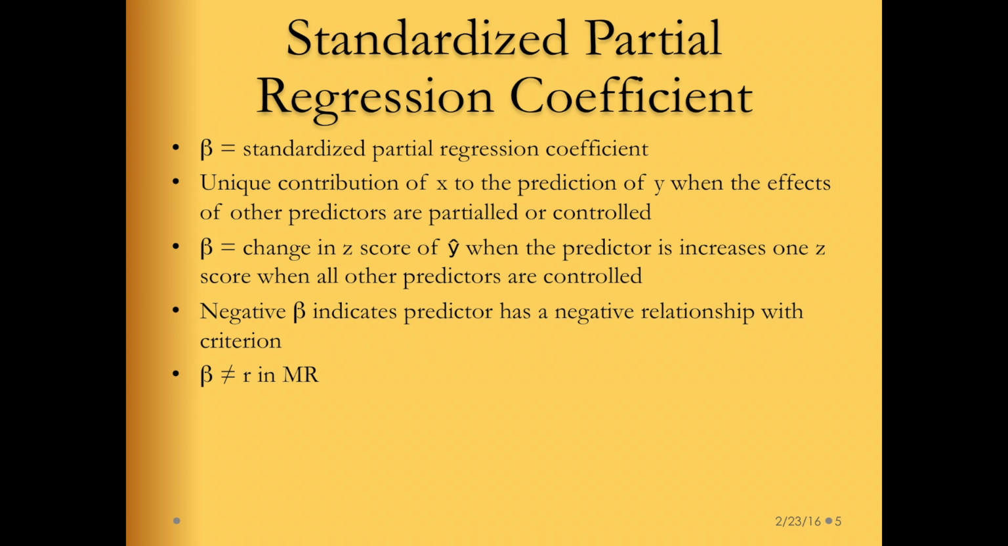Finally, beta no longer equals the bivariate correlation between the predictor and the criterion. This is because we only consider the unique effect of x on y in computing the partial regression coefficient in multiple regression.